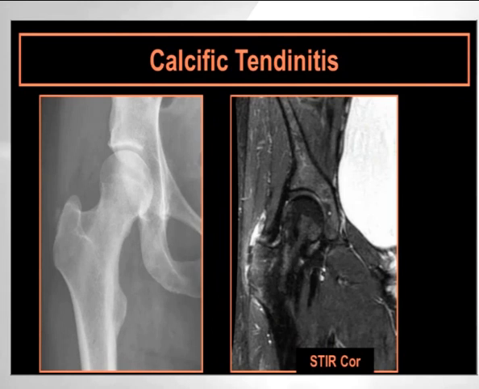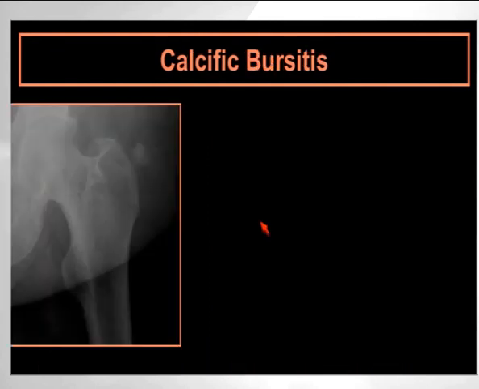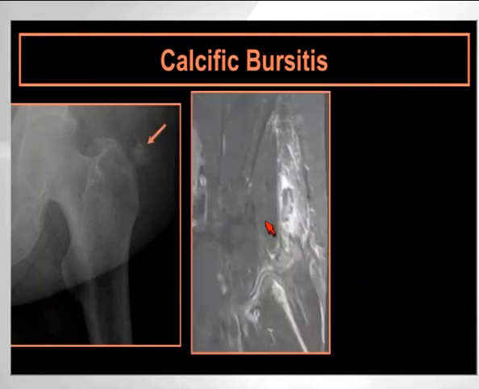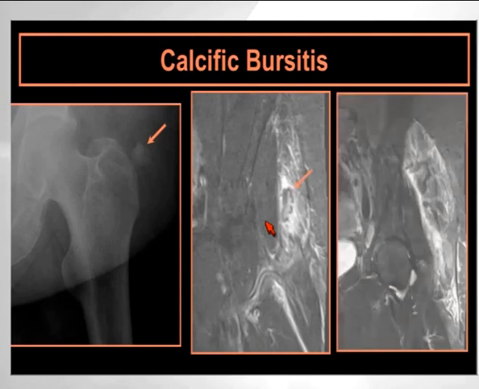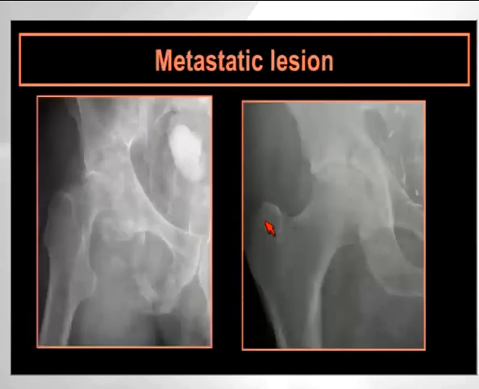So, you see these calcific tendinitis, and we used to call these just calcific tendinitis, but more and more when they ask for MRI, we are seeing how much inflammation calcific tendinitis can cause. This is another one with calcific bursitis. Again, I was very surprised. The patient was very symptomatic. They wanted to do MRI. And look at the extent of edema we have with this little calcification. So they're clearly symptomatic. And of course, metastatic lesion.